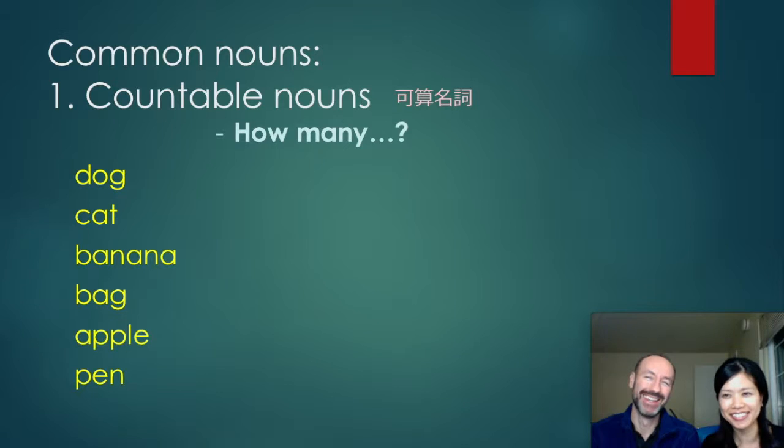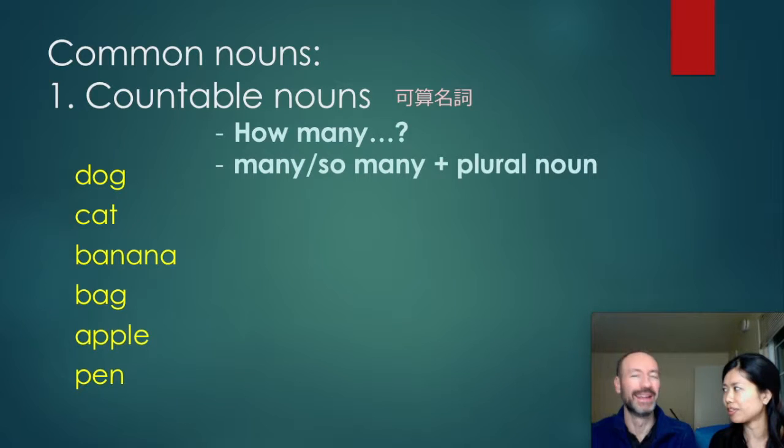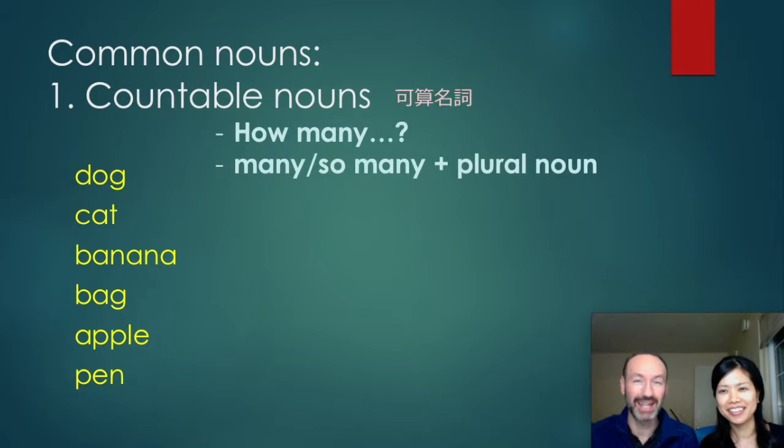So let's use some expressions that we use when counting different things. If you have many, you can have many bananas, for example. And then you can also say so many. So what's the difference between many and so many? Many is a lot. So many is more than many. So many means a lot of them, right? I mean, 6 bananas.